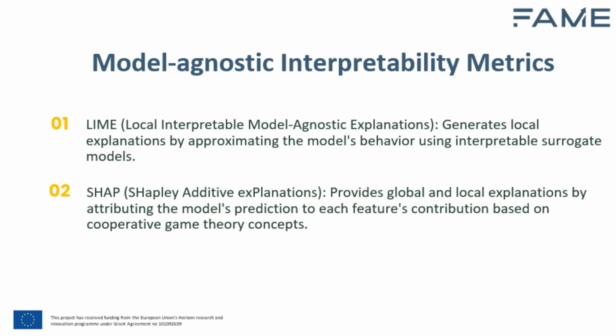Model-agnostic interpretability metrics. LIME, local interpretable model-agnostic explanations. LIME generates local explanations by approximating the model's behavior using interpretable surrogate models such as linear models. SHAP, Shapley additive explanations. SHAP provides global and local explanations by attributing the model's prediction to each feature's contribution based on cooperative game theory concepts.